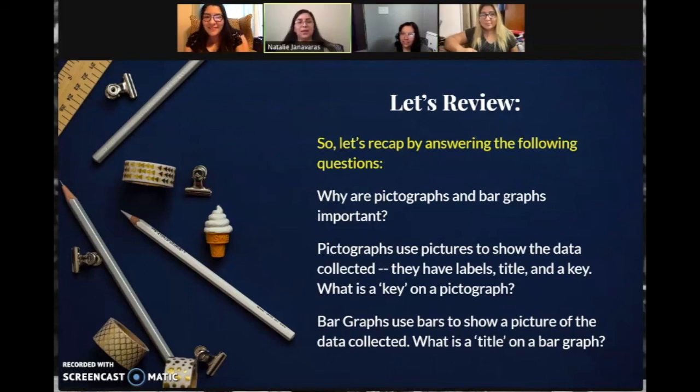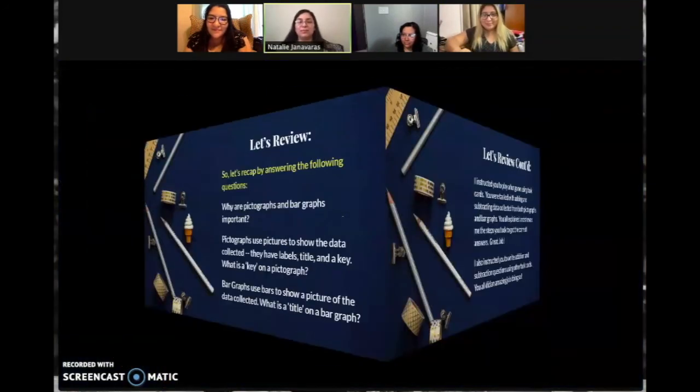Awesome job. Now, who can tell me what is a title on a bar graph and where is it located at exactly? It's located on the top and it tells you what the graph is about. Exactly. Perfect. Now let's go ahead and continue our reviewing.